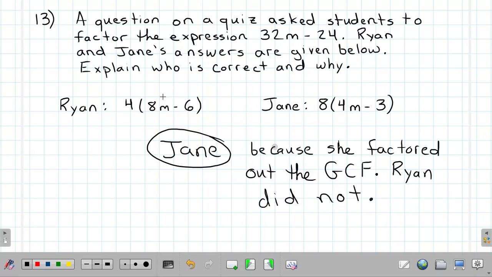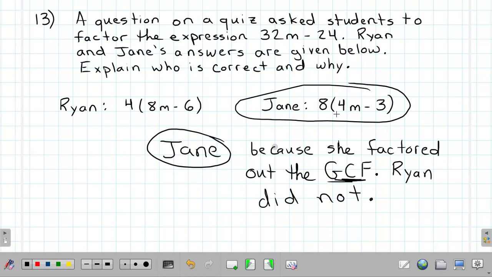Once again, he factored out a 4, but it wasn't the greatest common factor. Jane is correct because she factored out the greatest common factor. Technically, Ryan factored something out, but it's not completely factored, because one technicality of factoring something is you've got to have the greatest common factor, meaning you need the biggest possible number on the outside of the parentheses.